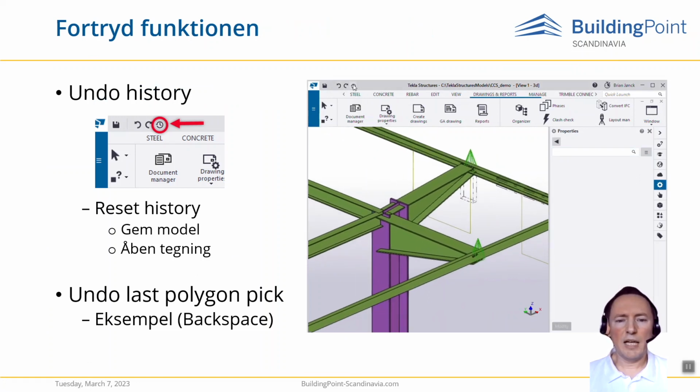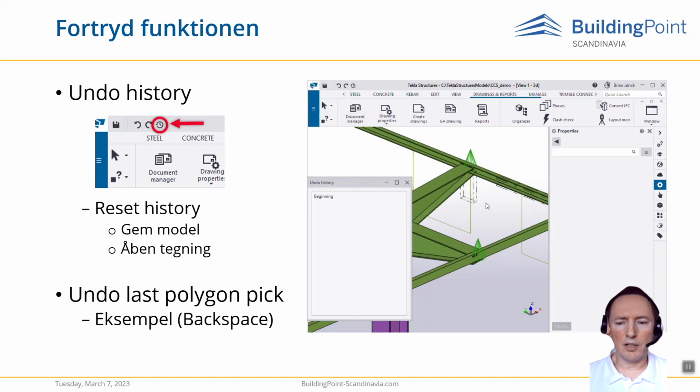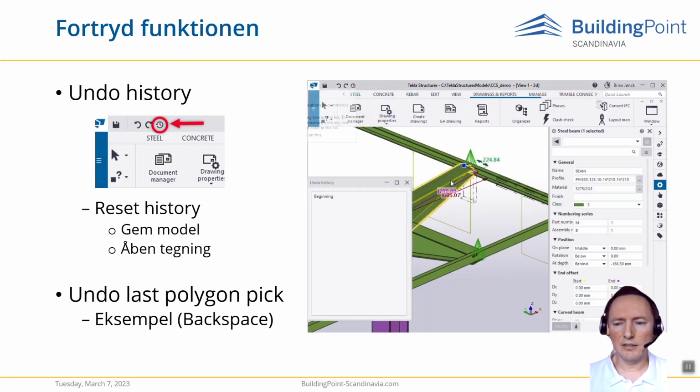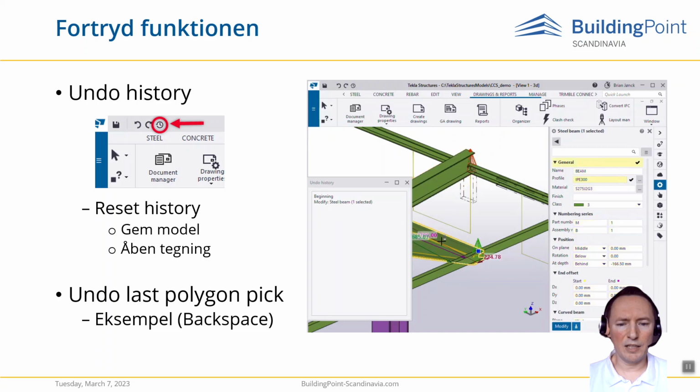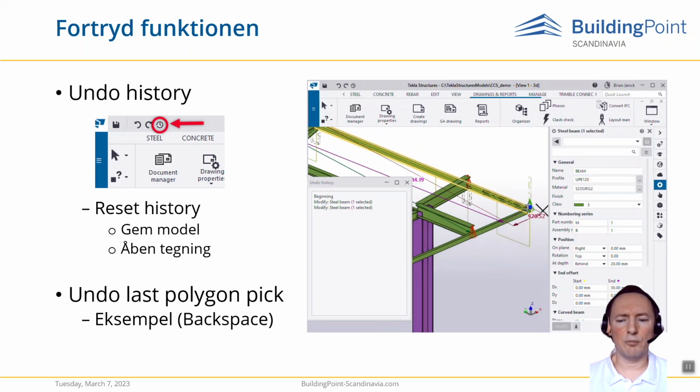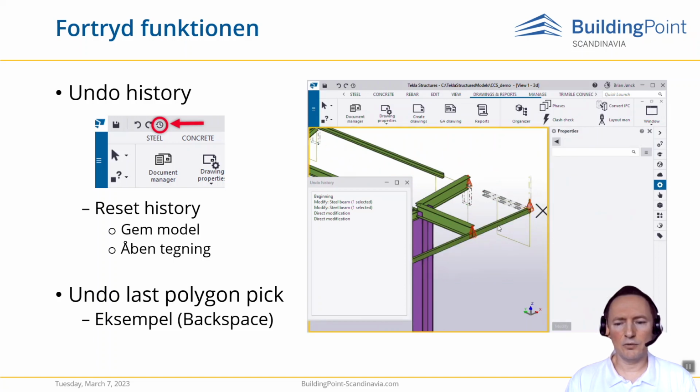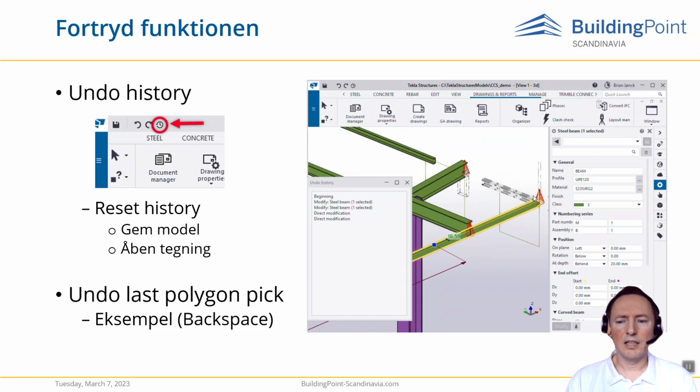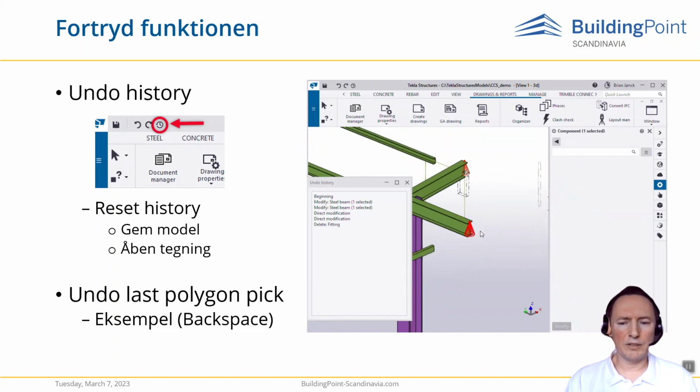The undo history is more like a recording of what you are doing in the model, I would say. Every time you make a change, the undo history will capture that. So here, if I change to an IP 300, I will get a modified steel beam in the undo history. One more: if I make some changes to this beam by making it shorter, you will also see the modification in the list. So I know that we have made some changes there. I can also delete things, and it will come up with the deleted information. So here, delete fitting. All the things we are doing will be shown here.